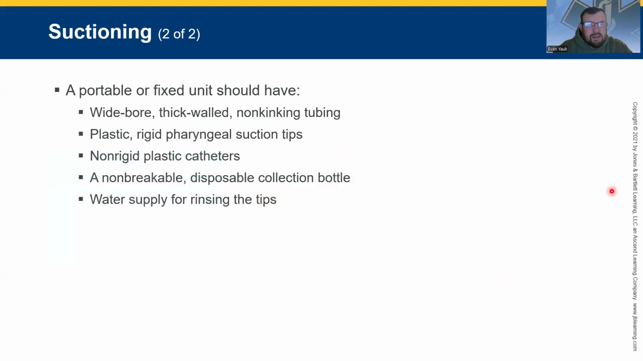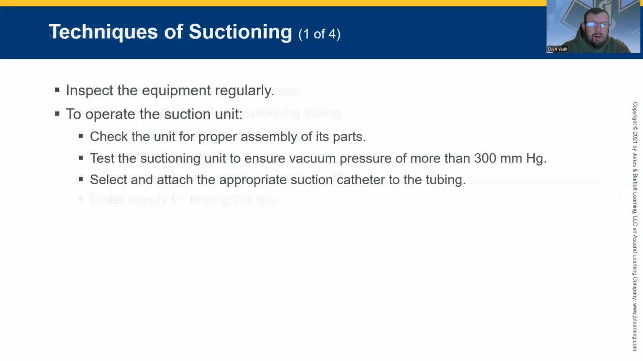A portable or fixed unit should have a wide bore, thick walled, non-kinking tube, a plastic, rigid pharyngeal suction tip, a non-rigid plastic catheter, a non-breakable disposable collecting bottle, or that container where everything goes, and a water supply for rinsing the tip. So for the process of suctioning, we want to inspect the equipment regularly. We check it every day on our truck checks.